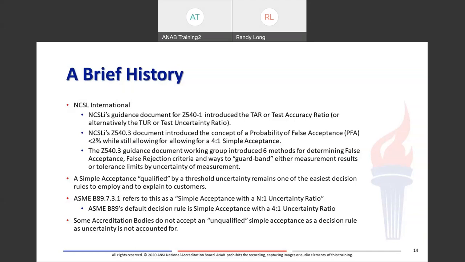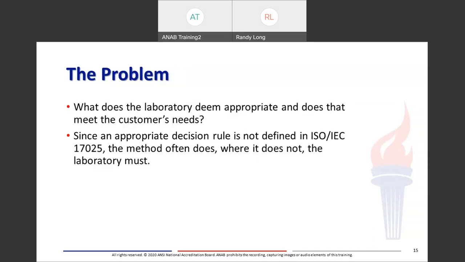Some accreditation bodies, especially overseas, do not accept what I call an unqualified simple acceptance as a decision rule, since the uncertainty is not accounted for at all. The old ILAC G8 shared risk idea, where it doesn't limit the uncertainty of the measurement. So the problem: what does the laboratory deem appropriate, and does that meet their customers' needs? Since an appropriate decision rule is not defined in 17025, methods often do, but where they do not, the laboratory must come up with something that they can at least present to their customers.